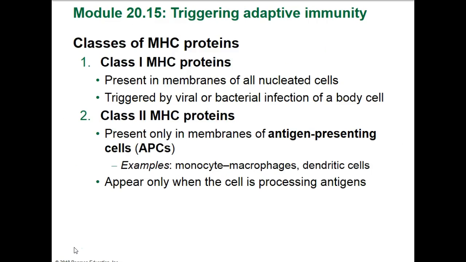But there are different classes of MHC proteins. Class 1 MHC proteins, these are present in the membranes of all nucleated cells. They're triggered by viral or bacterial infection of the body cell. Class 2 MHCs, these are present only in membranes of antigen-presenting cells. So these are the ones you find on monocyte macrophages, dendritic cells.